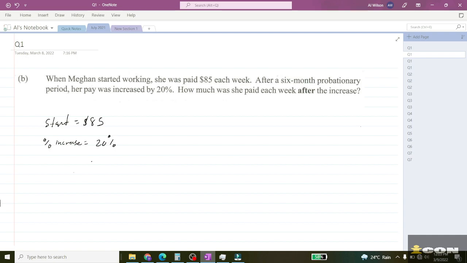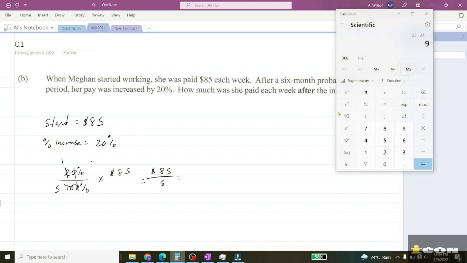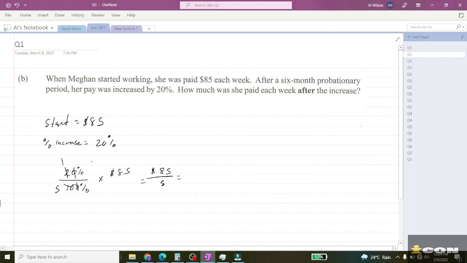So looking that we have a percent, what we are now going to do is we're going to say we have 20% divided by 100%, which is then times by $85. So this goes 2 1s 2, 2 5s 10, which leaves us with $85 divided by 5, which is equal to 17.